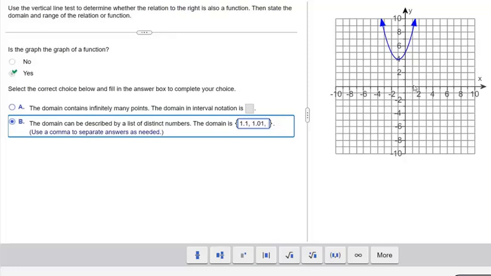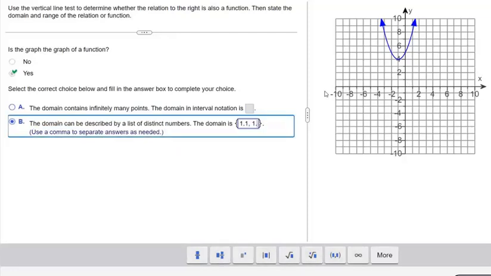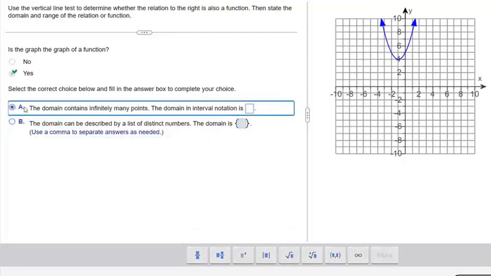You could zoom in and x equals 1.01. It would touch the blue graph at that x coordinate. X equals 1.001, it would touch. So there's an infinite amount of places where it touches. So that's why we need the infinite many points one. And then when we talk about things in interval notation, we always express the smallest number, comma, the largest number.